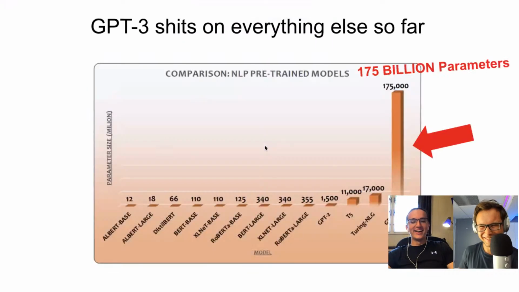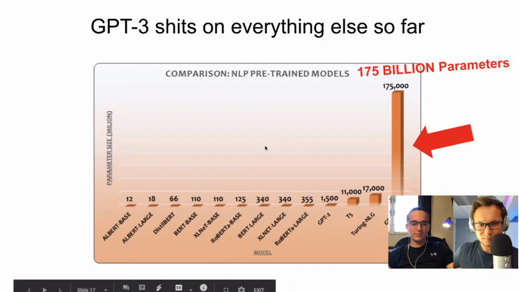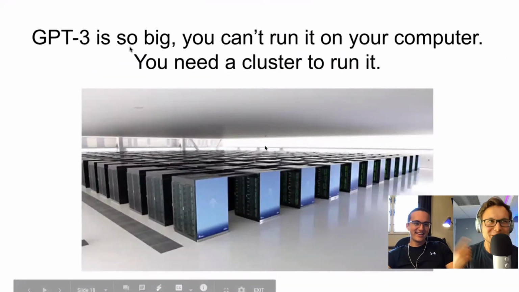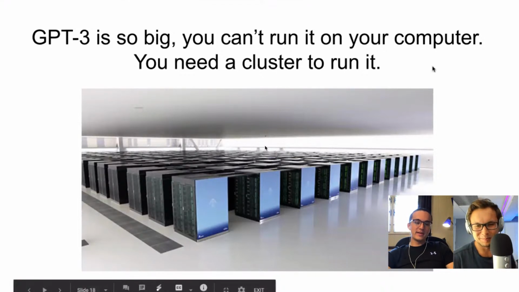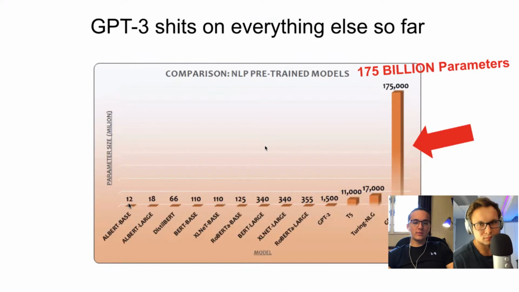Let's keep going. But yeah, so GPT beats everything else so far. Let's continue on. Pretty much going back to here, all of these little ones, like 12 million parameters, all the way up to even the 1.5 billion, you could actually run on your own laptop. It was just barely strong enough to run it. You could run the whole thing on your computer.